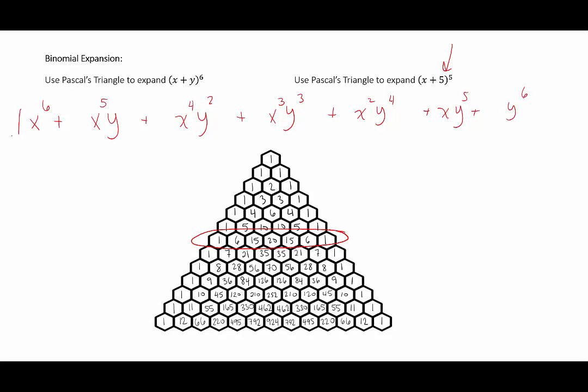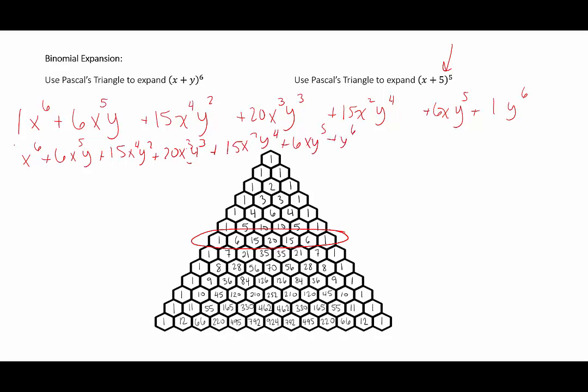Now the coefficients are going to be 1, 6, 15, 20, 15, 6, and 1. Cleaning this up and squishing it back together, we would have x to the 6th plus 6x to the 5th y plus 15x to the 4th y squared plus 20x cubed y cubed plus 15x squared y to the 4th plus 6xy to the 5th plus y to the 6th. Woo, that's way better than having to expand it. It's a lot of work, but it's way better than having to multiply x plus y times x plus y 6 times.